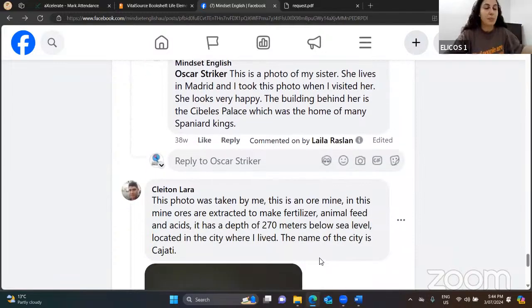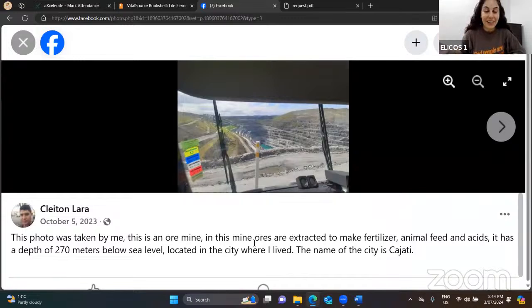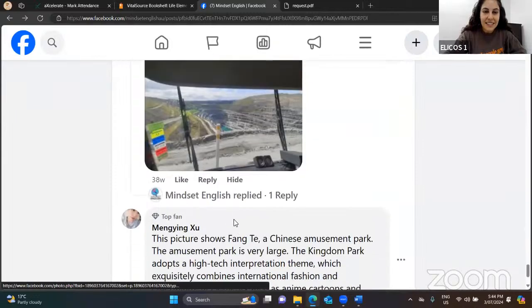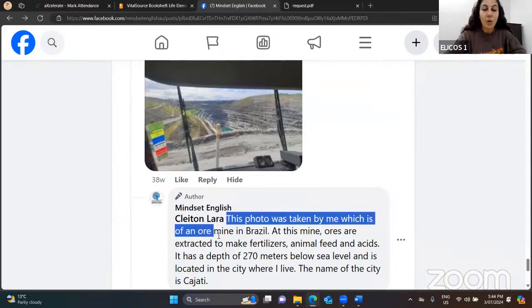How do we tell people of the photo that we took? This one is a really great picture. So Clayton is showing us this picture. Okay, we can see it looks like it's a mining place. And Clayton says, this photo was taken by me, which is of an ore mine in Brazil.